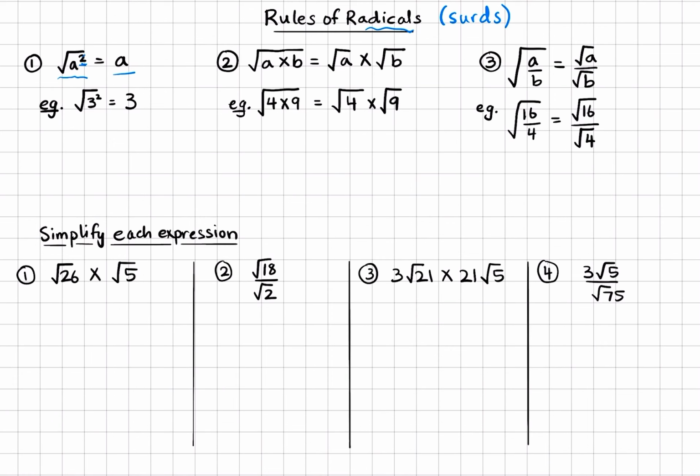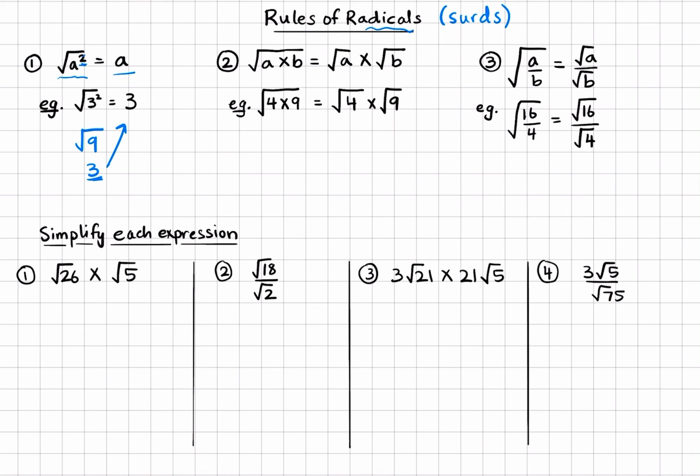So let's do that. The square root of 3 squared, what is 3 squared? It's 9, right? And what is the square root of 9? It's 3. So the rule is correct.